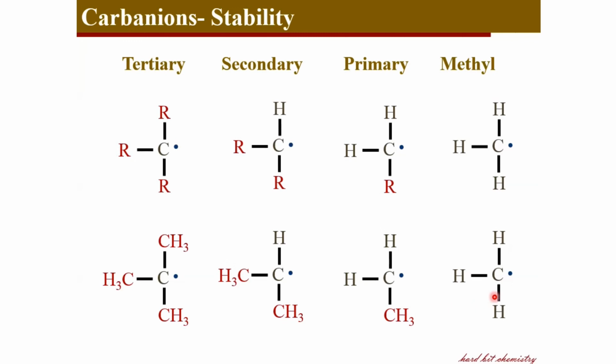So we know from our discussion on hyperconjugation that as the number of hyperconjugated structures increases, the species will be stabilized. Therefore, the tertiary free radical is the most stable in this set, whereas the methyl radical is the least stable one.